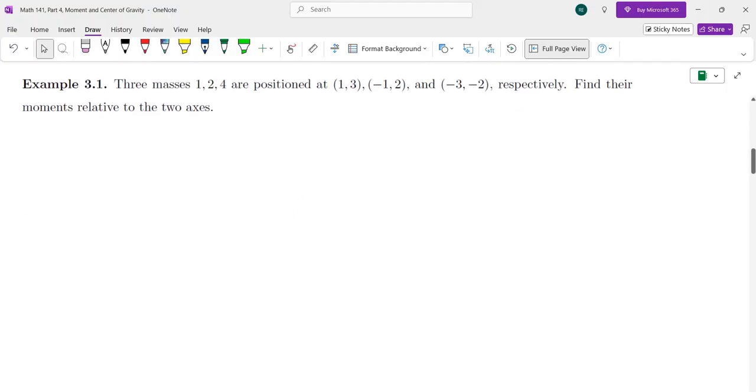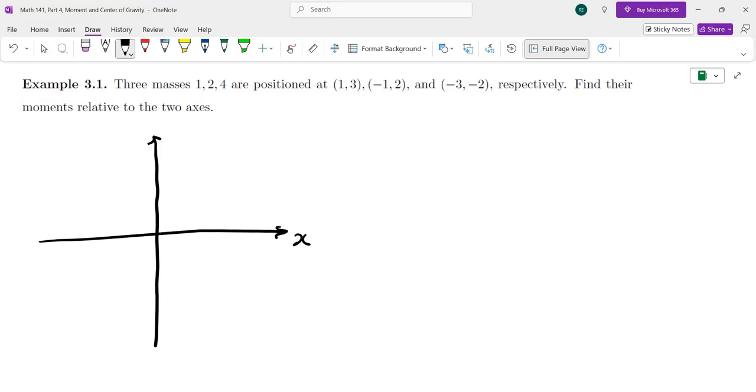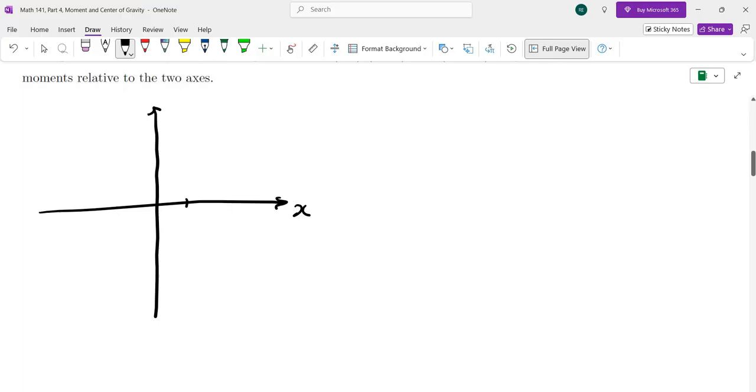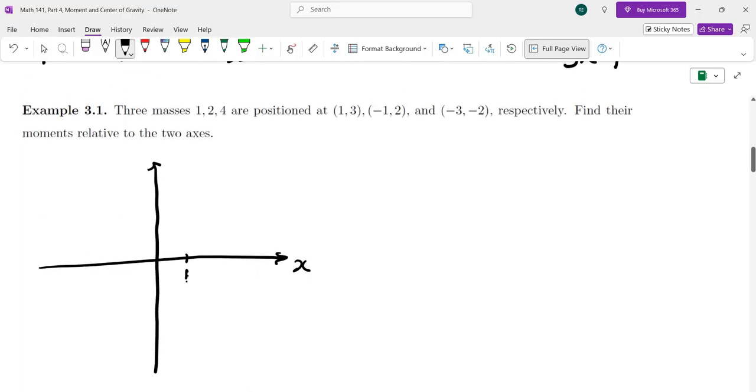Three masses, 1, 2, 4, are positioned at these 3 points, and we want to find their moment relative to the two axes. So let me first draw a diagram. So we have point (1, 3). So the first mass is right here. We have the point (-1, 2). So the next mass is right here, and the next one is (-3, -2). So the next mass is right here.